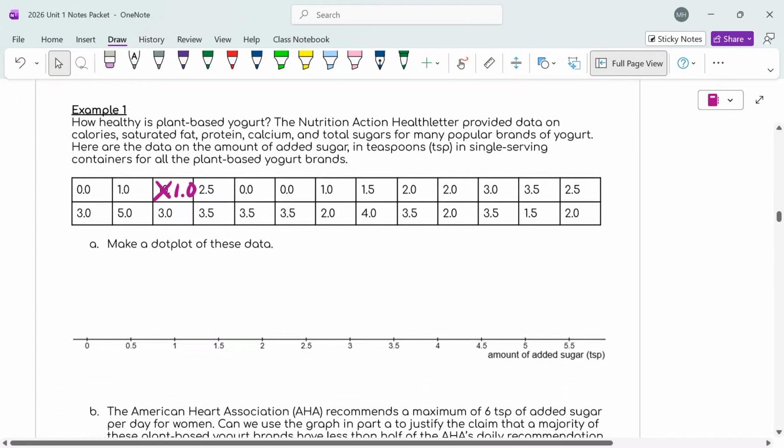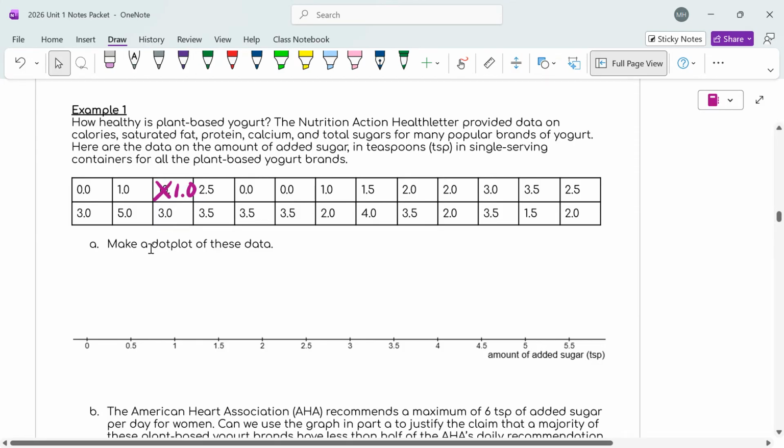So how healthy is plant-based yogurt is, for example, one. The Nutrition Action Health Letter provided data on calories, saturated fat, protein, calcium, and total sugars for many popular brands of yogurt. Here are the data on the amount of added sugar in teaspoons in a single serving container for all of the plant-based yogurt brands. So we've got some data here. There was a typo. This said 10. It needs to be 1.0.